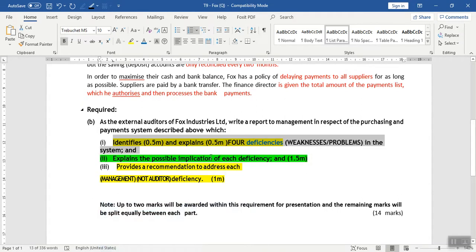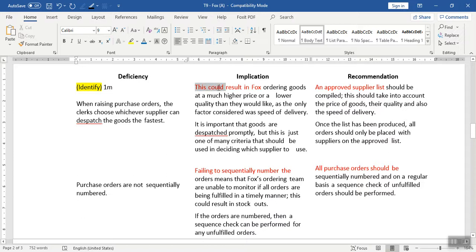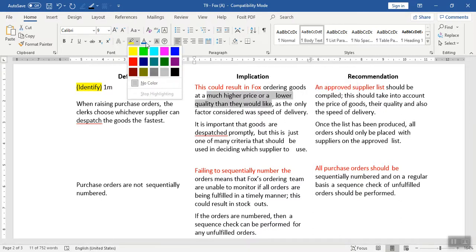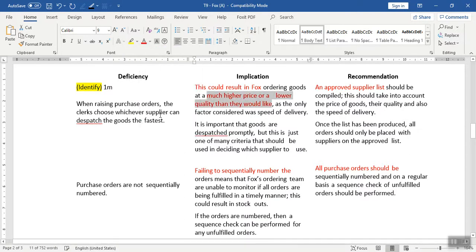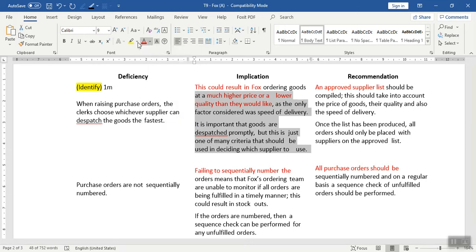Now you have to tell me the impact when you choose the fastest supplier but not the quality supplier. So what is the impact? Can you see or not? This could result in Fox ordering goods at a much higher price or lower quality. Correct, right? You choose the supplier based on delivery speed, so it might result in you paying a higher price or getting lower quality, as the only factor considered was speed of delivery. It is important that goods are dispatched promptly, but this is just one of the many criteria that should be used in deciding which supplier to use. If you write everything here, you will get 1.5 marks, the blue box. But here I cannot highlight. I can. Okay, 1.5 marks.